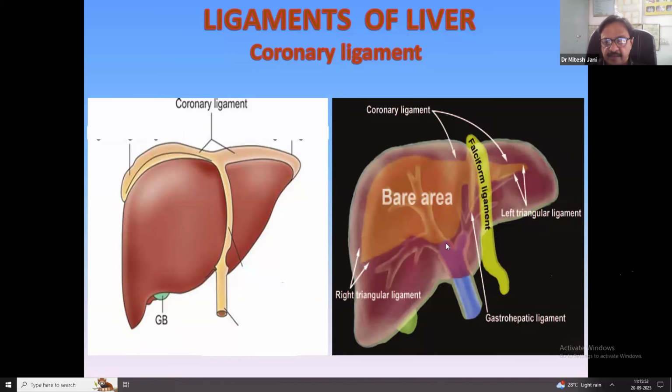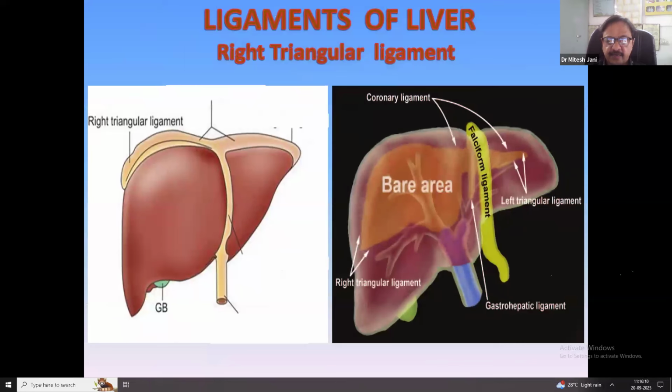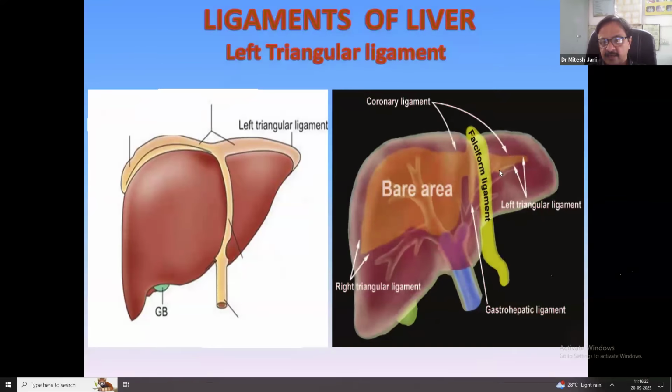This is the superior layer and this is the inferior layer of the coronary ligament, the right triangular area, and the left triangular area. Now this bare area is a non-peritoneal area, I repeat, and it contains the groove for the inferior vena cava and the right suprarenal gland. The superior and inferior layers of the coronary ligament form the right triangular ligament, and on the left lobe, the two layers of the coronary ligament give the left triangular area.